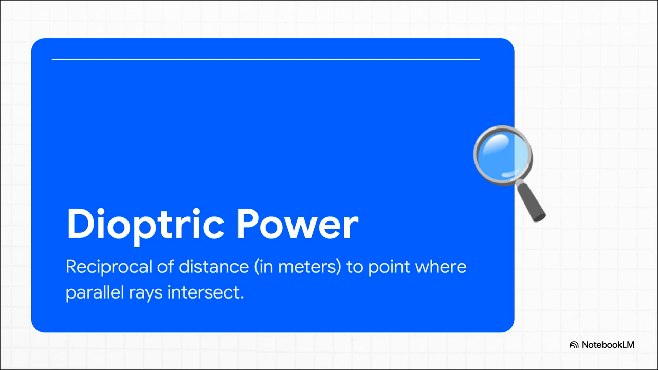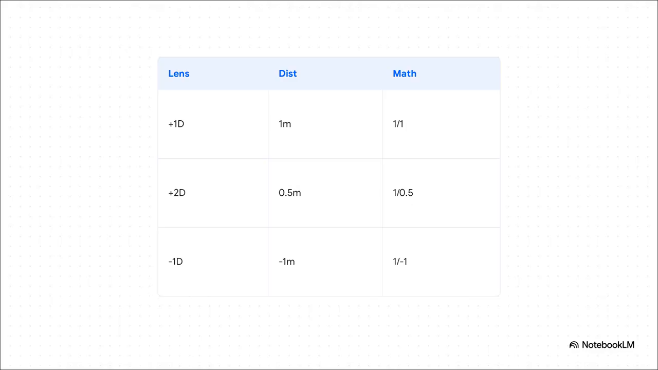The dioptric power of a lens is the reciprocal of the distance to the point where incoming parallel light rays would intersect. But notice this absolutely crucial caveat. The distance must be measured in meters, not centimeters, not millimeters, meters. Honestly, if a board question gives you a focal distance in centimeters, your literal very first step has to be converting it to meters. Otherwise, your reciprocal math is going to be completely wrong. And this perfectly illustrates exactly how that math plays out in actual practice. Let's just walk through it together.